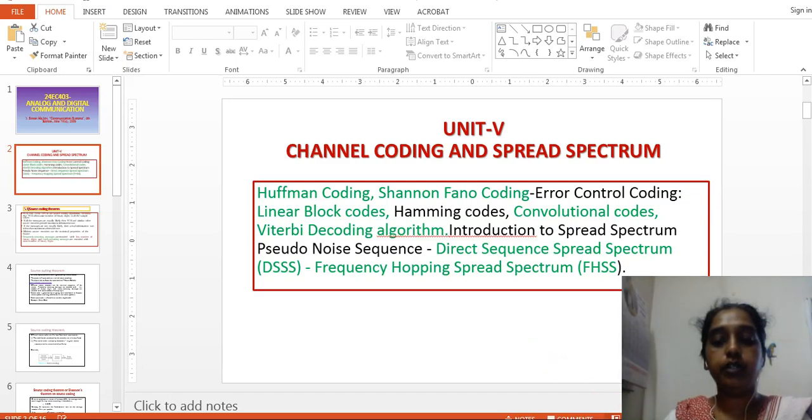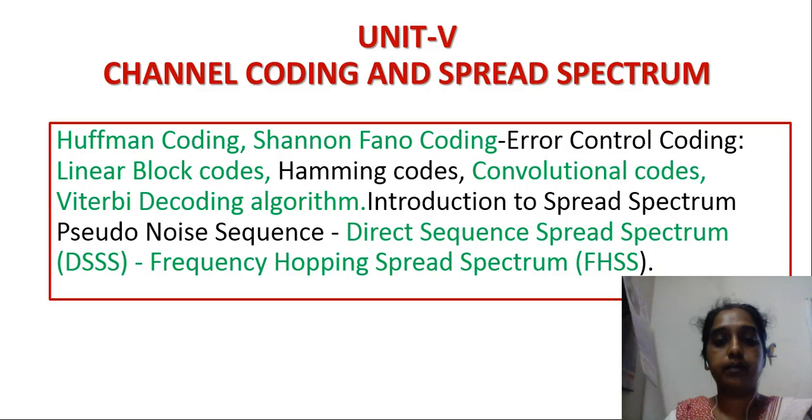Now we are going to see about Unit 5, channel coding and spread spectrum. Here we have Huffman coding, Shannon-Fano coding, error control coding of linear block codes, Hamming codes, convolutional codes, Viterbi decoder algorithm, and introduction to spread spectrum, pseudo noise sequence, direct sequence spread spectrum with frequency hopping spread spectrum.